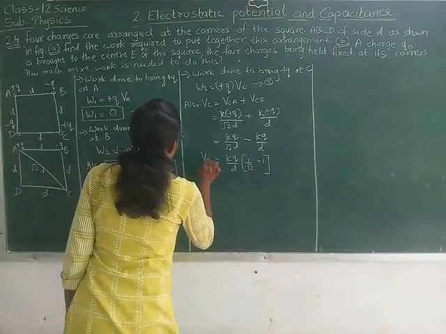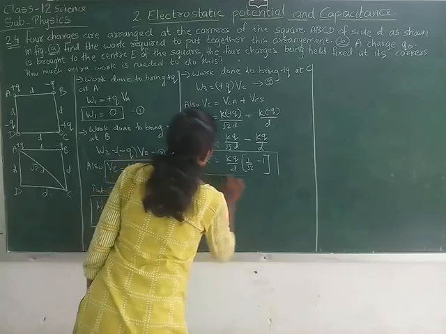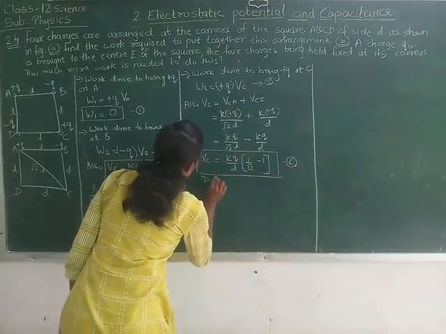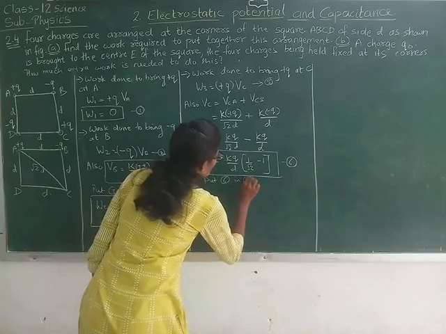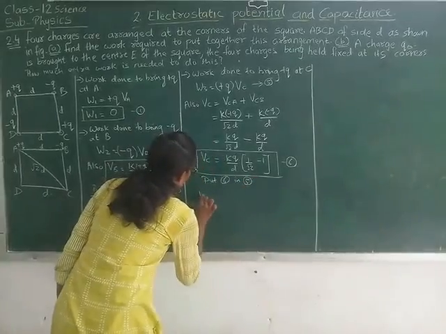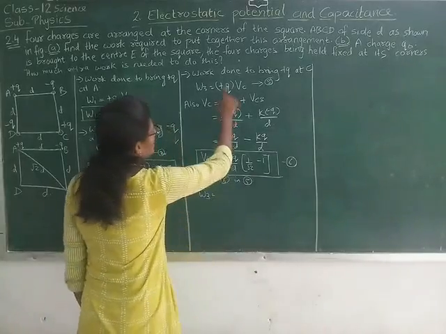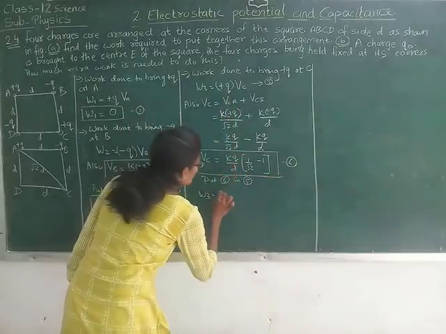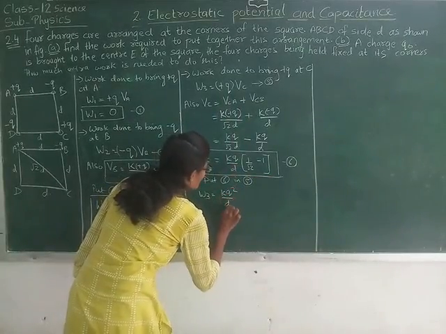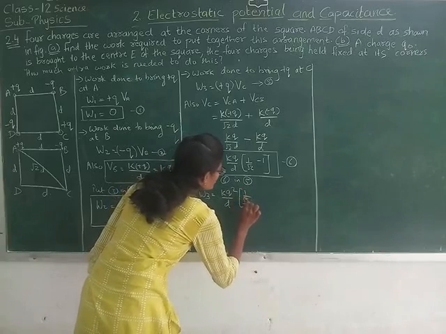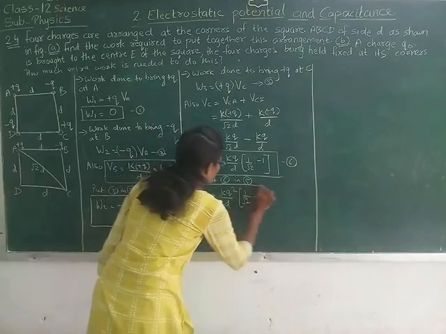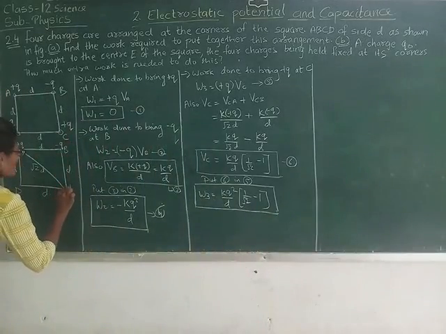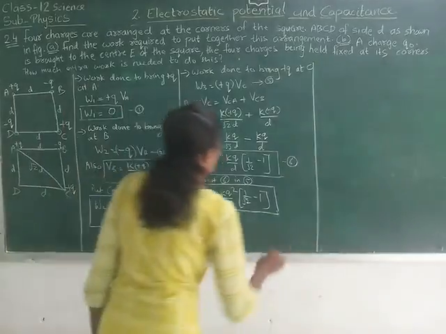Now placing this potential at C in equation number 5. So put 6 in 5, we get W3 equals to, here we are having plus q and this is VC. So here also we are having q. So we can write K q square by D into 1 upon root 2 minus 1. So we got the work done to bring this plus q charge at C.